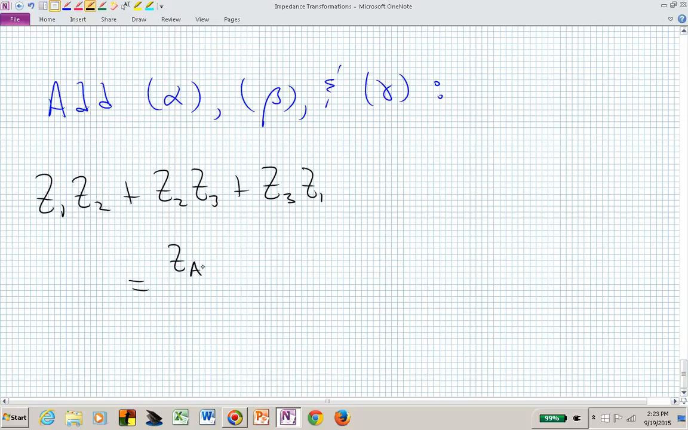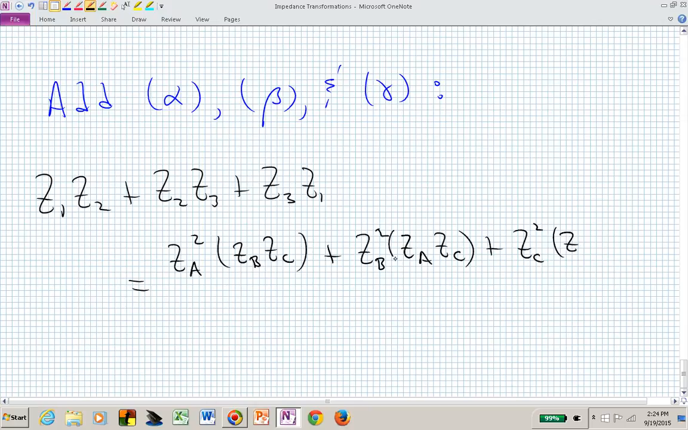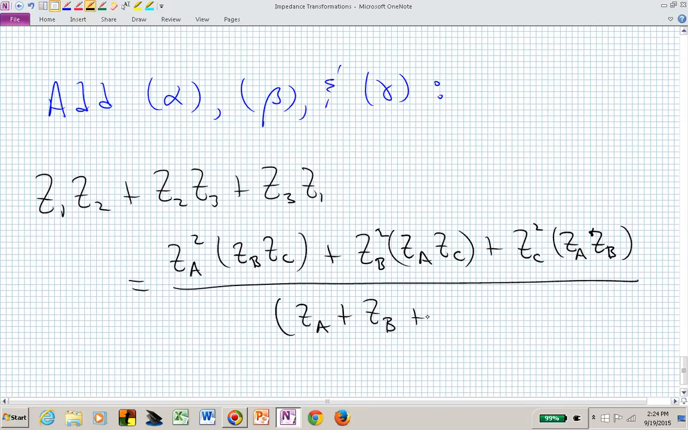I had a Z sub A squared times Z sub B Z sub C plus a Z sub B squared Z sub A Z sub C plus a Z sub C squared Z sub A Z sub B, all over the sum of those three impedances squared.